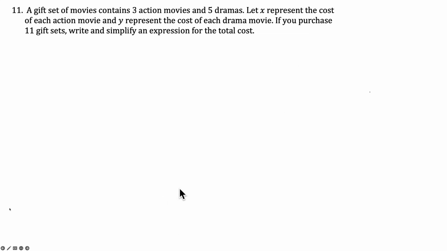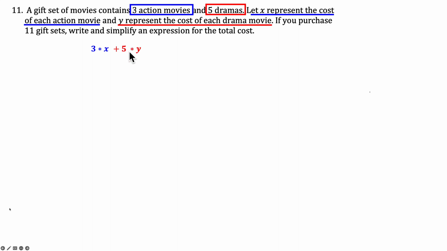11, a gift set of movies contains 3 action movies and 5 dramas. Let X represent the cost of each action movie and Y represent the cost of each drama movie. Okay, so 3 action movies, that's 3 times X. 5 dramas, and Y is the drama, that's 5 times Y. This is an entire gift set. All right, so 3X plus 5Y is my entire gift set.